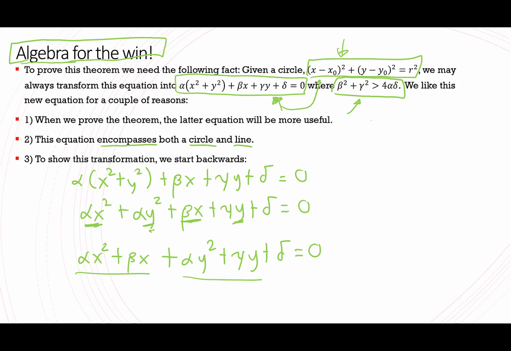Now I'm going to complete the square on x, and I recommend you do this by pausing the video and trying it yourself. But let me show you the broad strokes of completing the square if you've forgotten it. Whenever you're completing the square, your first step should be to make the number in front of your x squared term a 1. So we're going to factor out alpha.